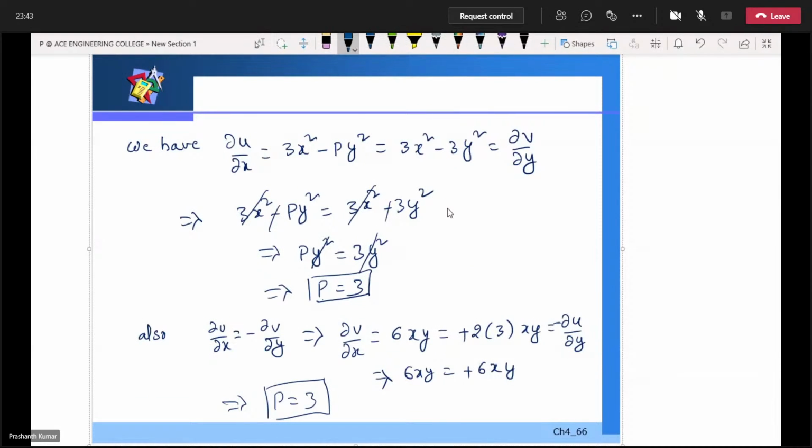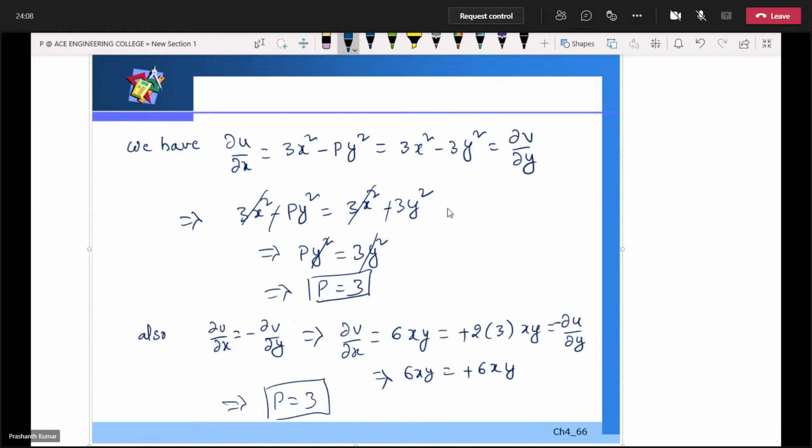We have ∂u/∂x is equal to 3x square minus p y square, and ∂v/∂y is equal to 3x square minus 3y square. So ∂u/∂x is equal to ∂v/∂y. The condition is that given that the function is analytic, it is given. Therefore, if the function is analytic, ∂u/∂x is equal to ∂v/∂y.